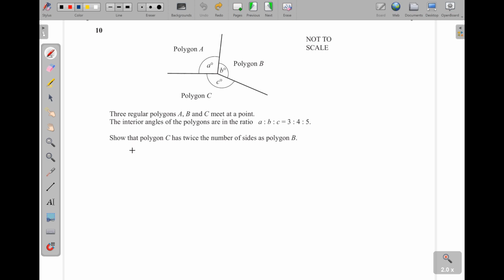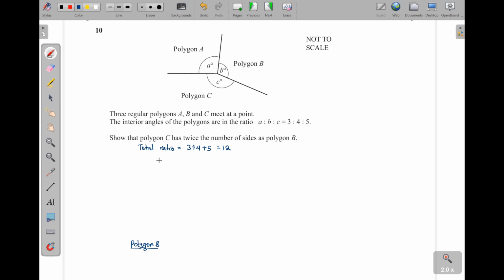Now, let us look at polygon B and then polygon C. And also we have the total ratio here. So I'm going to first take this one down here. The total ratio: if you add these ratios, we are going to have 3 added to 4, that is 7, plus 5, this one is 12.